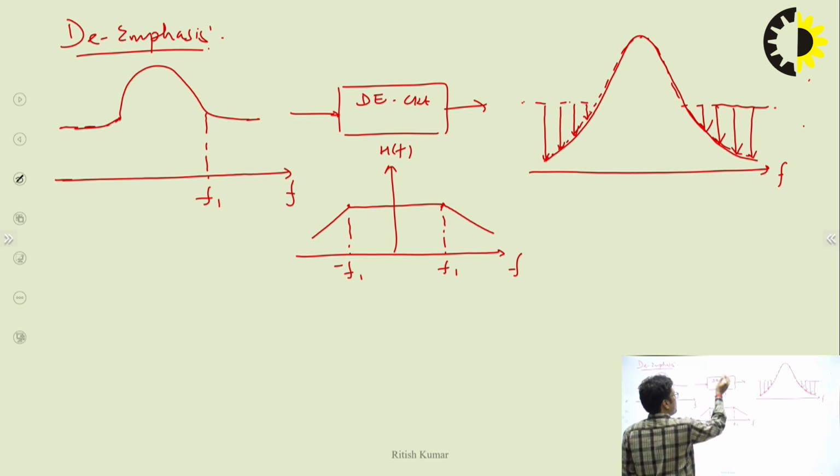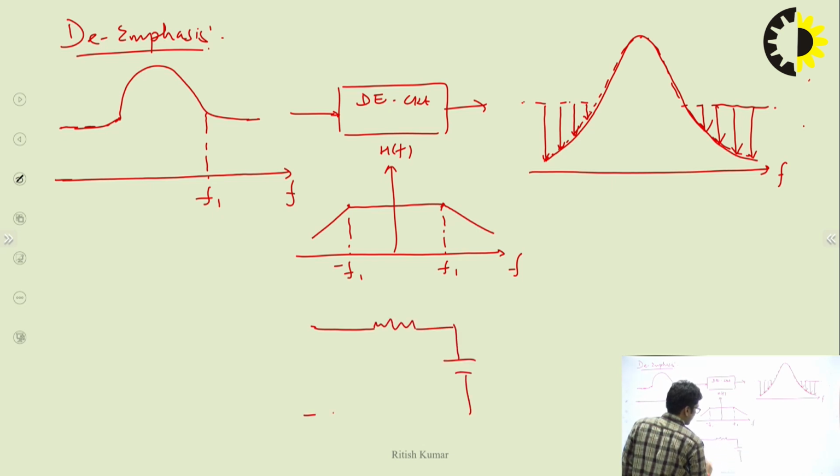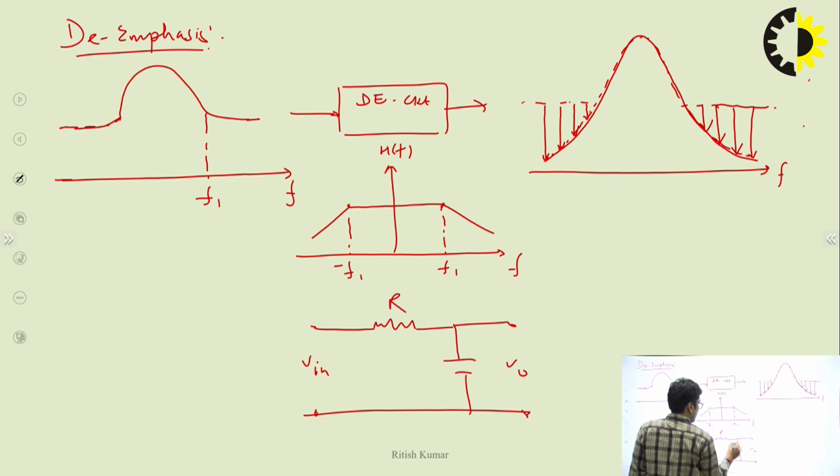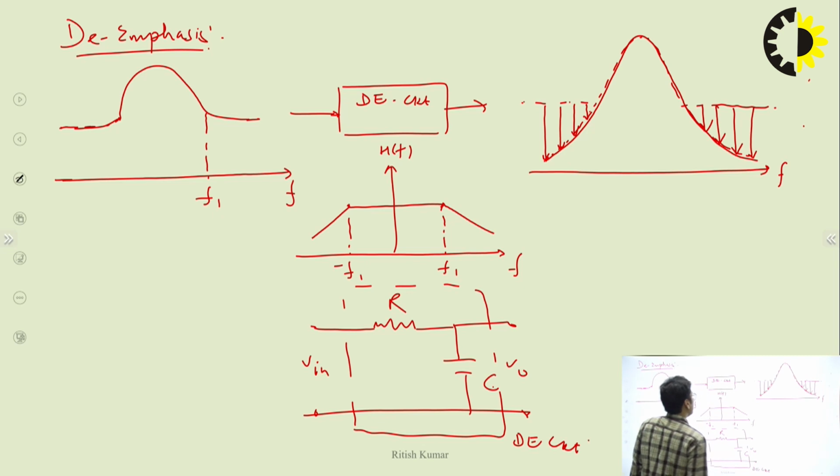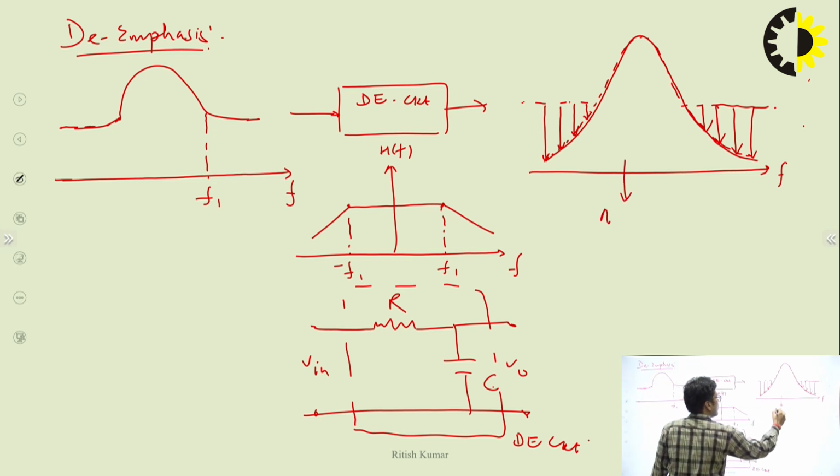So we can say the de-emphasis circuit is nothing but a low pass filter. So you can use the simple low pass filter here: V in, V out, R and C. A simple low pass filter you can use as a de-emphasis circuit, right? So by passing this signal through this circuit, we have this kind of trend. This one is the actual message PSD.